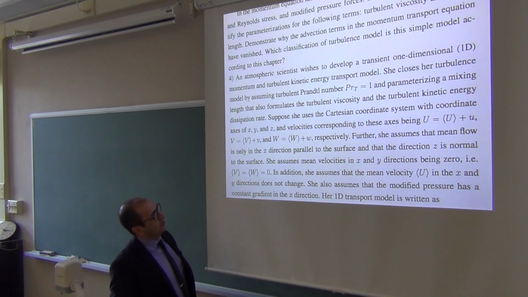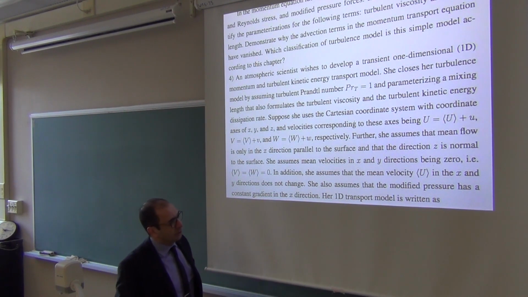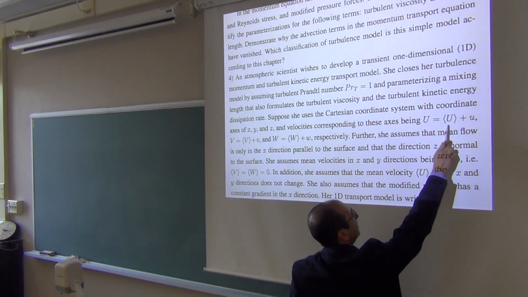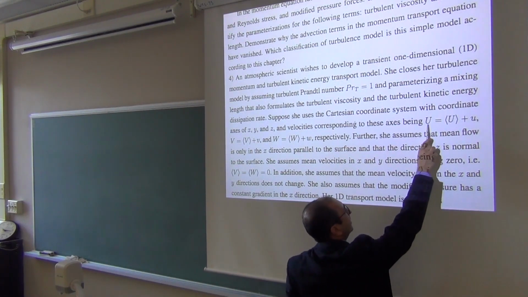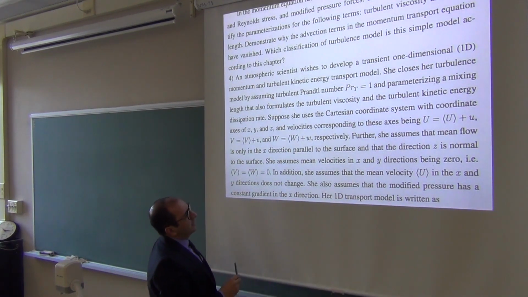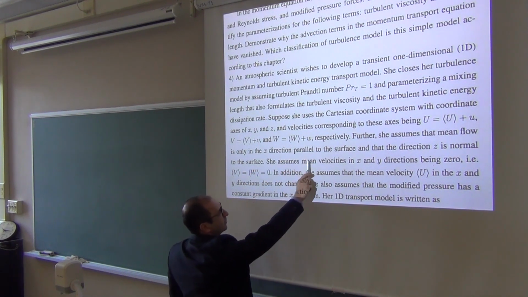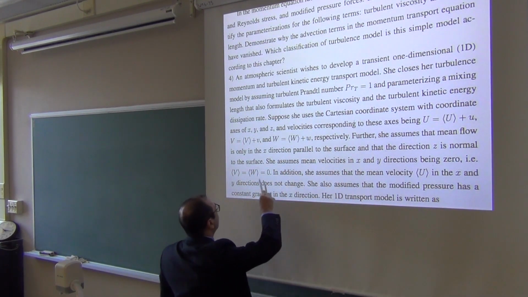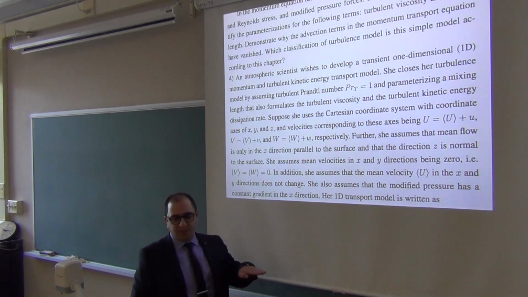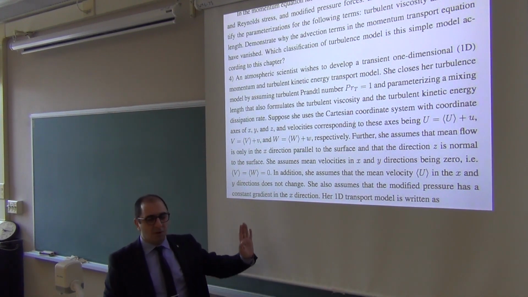So suppose that she uses the Cartesian coordinate system, x and y and z, with corresponding velocities u, v, and w. So she's using the Reynolds decomposition. Any component of momentum is decomposed into a time average and a fluctuating part. Further, she assumes that the mean flow is only in the x direction, parallel to a surface, and that z is normal to the surface. So this is sort of like a wall flow. Flow is going over the surface in the x direction, and normal to the wall is z.